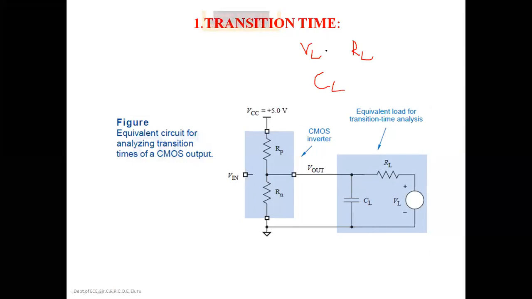CL. So here the VL and RL are called the load voltage and load resistance, and the CL is the load capacitance. But we have two types of loads here, the DC load and the AC load. The VL and RL are the DC load of the equivalent circuit. And the CL, as we discussed in the previous slide, the capacitive load, is an AC load here.